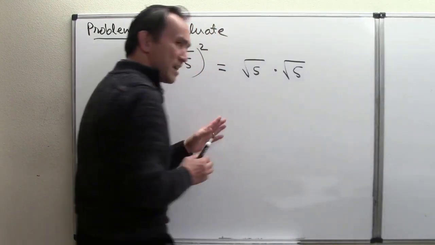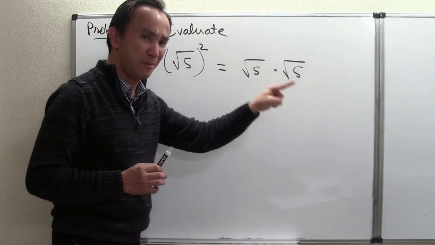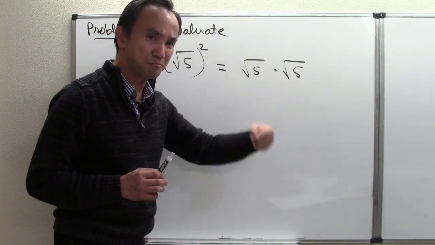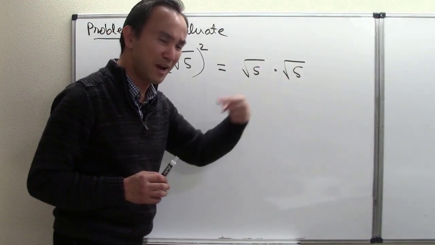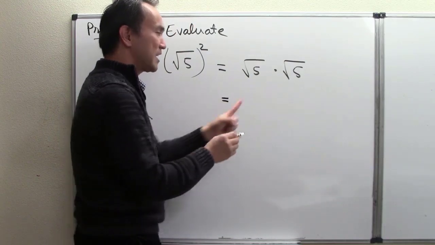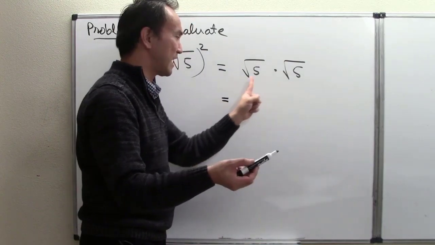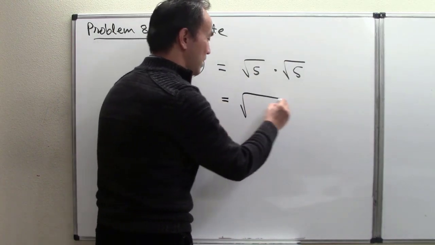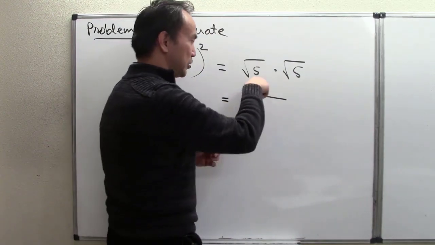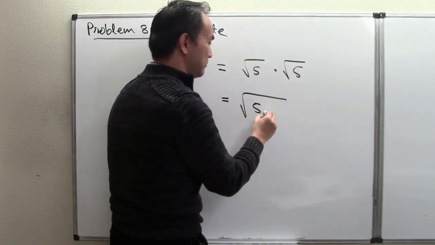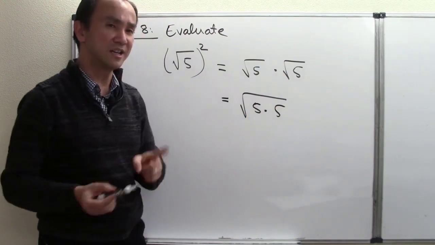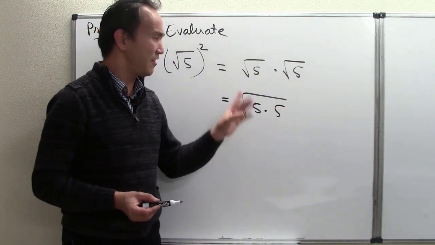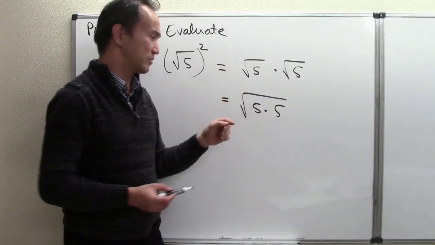So now I am going to apply that logic here. I'm using the product property in the backward way, in the opposite way. So now I can take advantage of that product property and combine it into one square root of the two factors 5 and 5. So 5 times 5 is brought together inside of one square root. And so here's the usefulness of doing this.